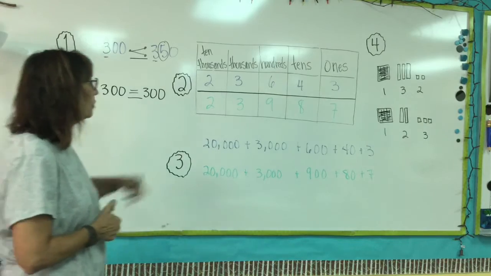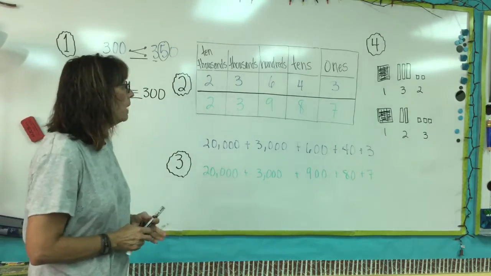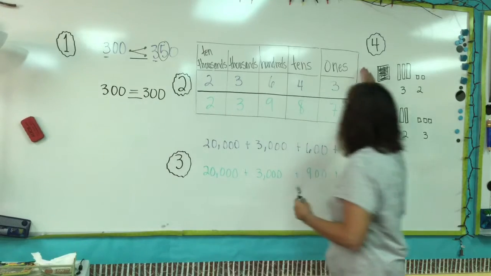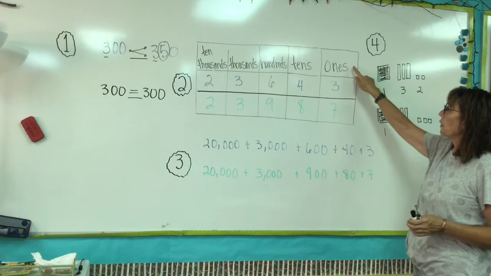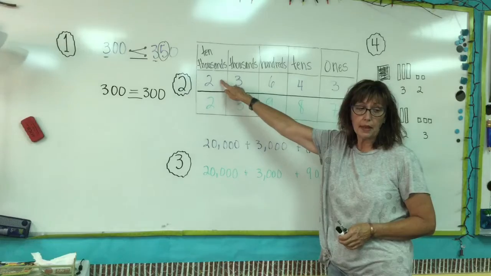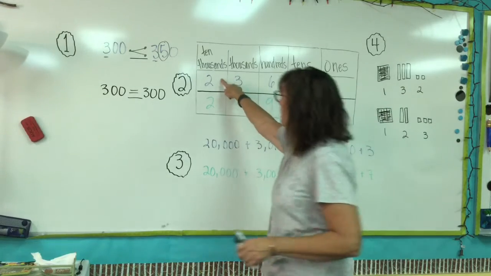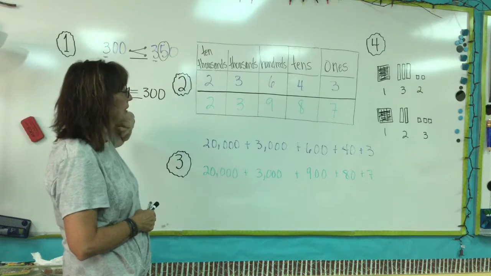Let's move over here to our place value chart. So with our place value chart, I like to start with the number in the ones column. So we've got ones, tens, hundreds, thousands, and 10,000s. We know that the 10,000s has the greatest value when we're looking at our place value chart.